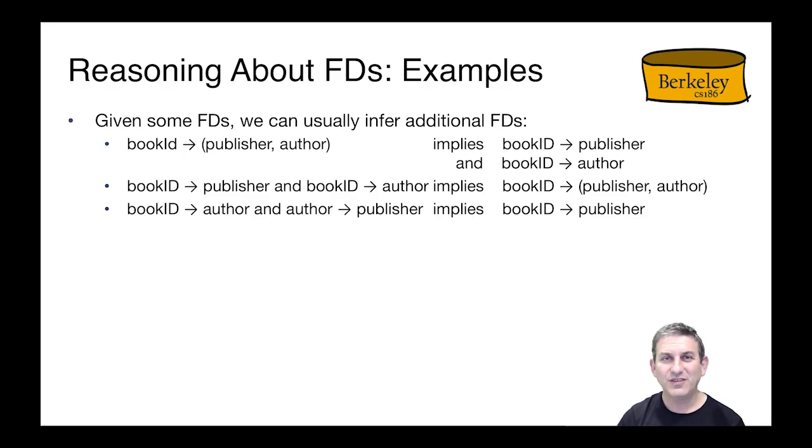We've seen that functional dependencies can be useful weapons in the fight against the evils of redundancy. And so given that we have some functional dependencies, it would be nice if we could turn them into even more functional dependencies. And it seems like that should be possible. So let's look at some examples.